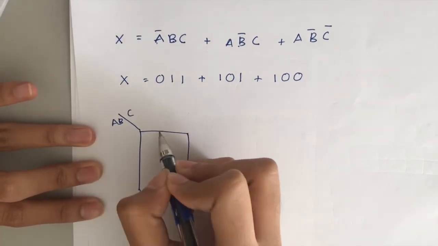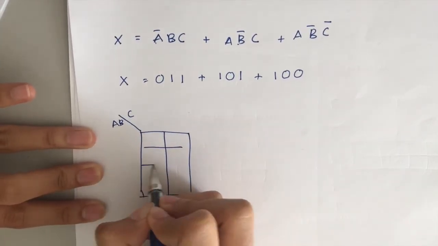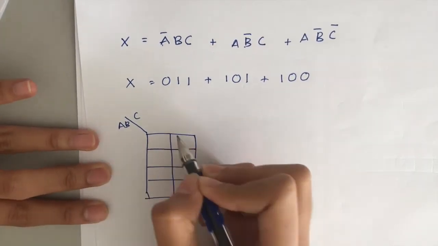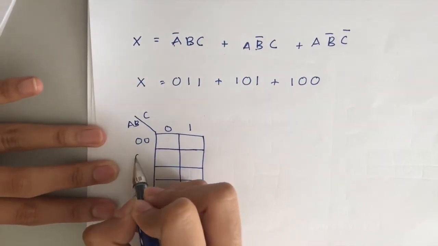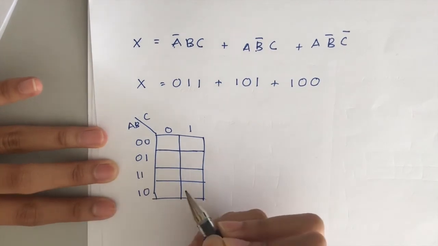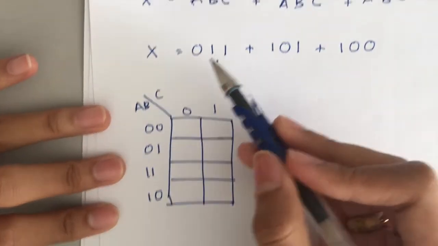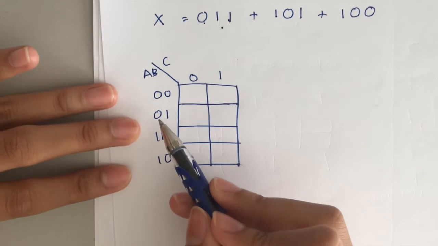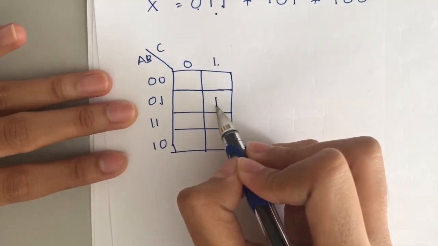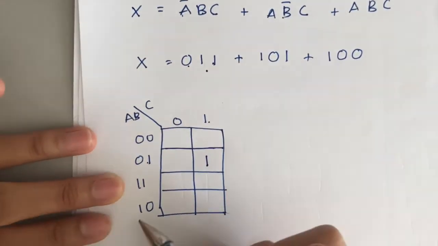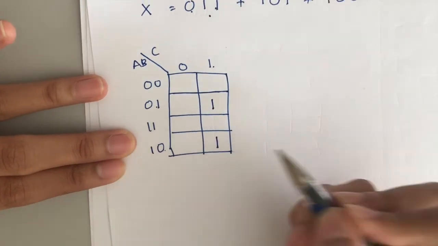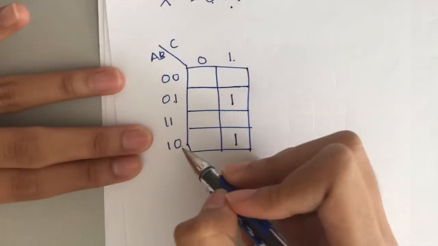A, B, C. 0, 1, 0, 0, 0, 1, 1, 1, 1, 0. So, based on this equation, 0, 1, 1. So, we look at this. 0, 1, 1. So, we put 1 at this. And then 1, 0, 1. 1, 0, 1. So, this is here. And 1, 0, 0. So, 1, 0, 0.